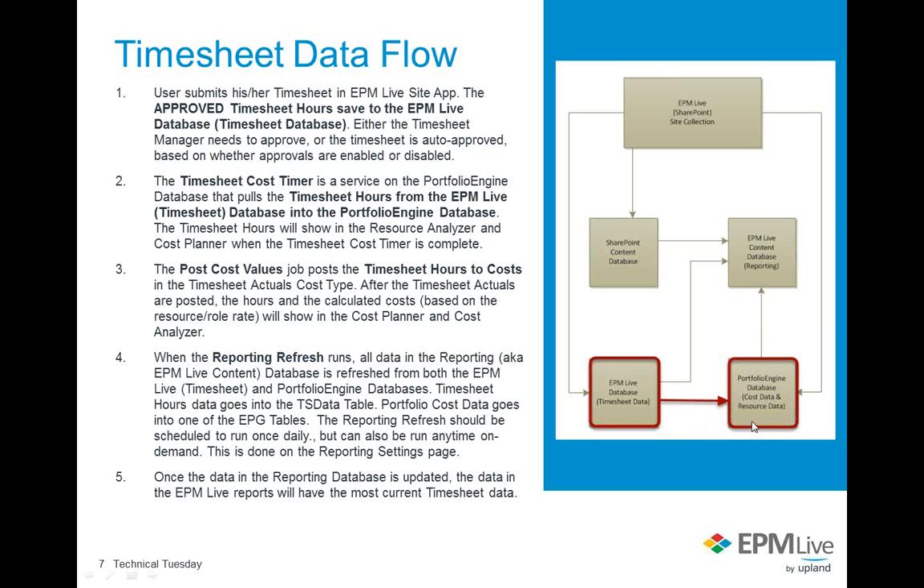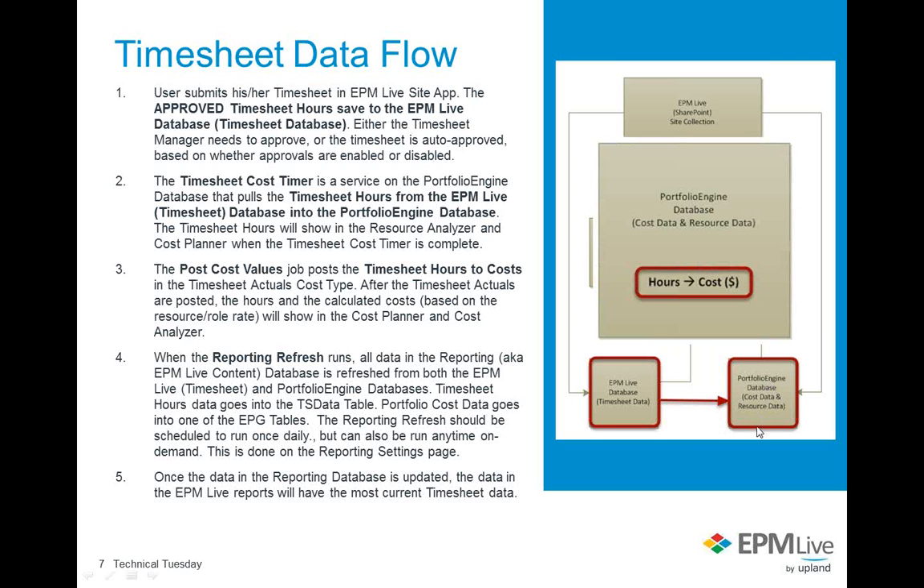So once it gets to the Portfolio Engine database, it's still in the format of hours. And that takes us to part number 3 here. In part number 3, once we're within the Portfolio Engine database, those hours are converted to costs. Because in the system, every resource has an associated rate. So the number of hours from the timesheet multiplied by that resource's rate gives you the cost. And that's done via post-cost values. It's one of the features within the EPM Live site settings page.